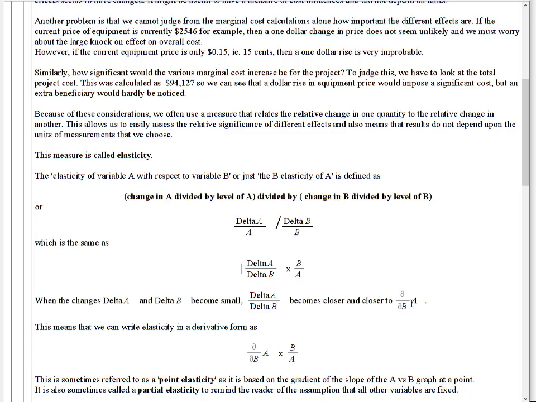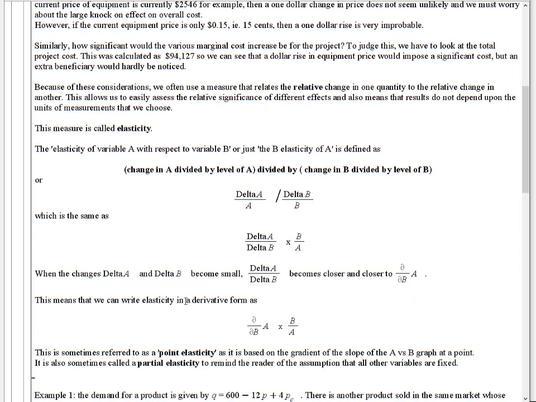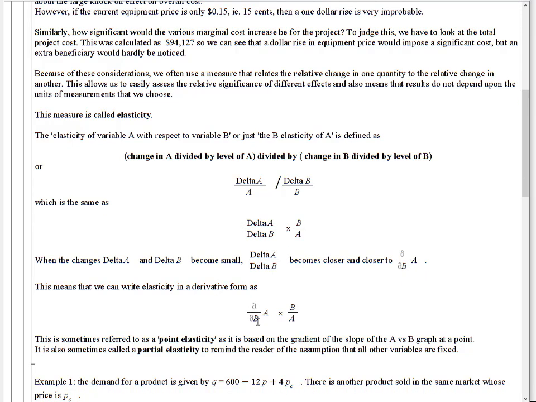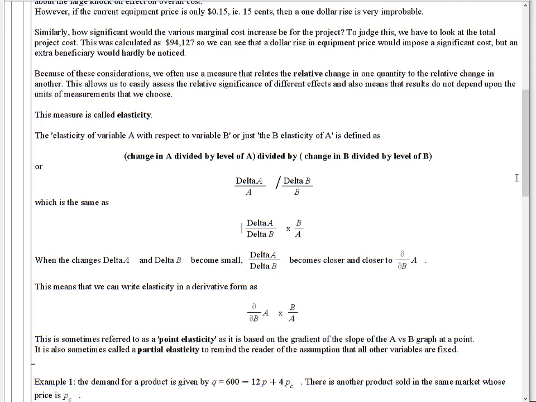So as a precise measurement at a point, we can write elasticity like this: dA by dB times B over A. To be clear, that would normally be written in this form as dA by dB and then times B over A. It's quite easy to remember because this is A over B and this is B over A, just the opposite.